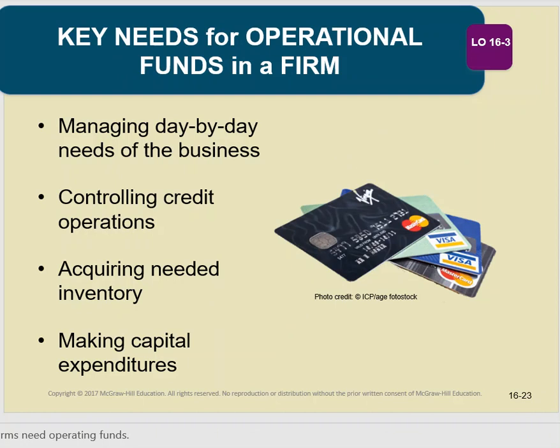So what are key needs? Now we're going to move on to a new section called operational funds, the money needed to actually operate the business. So what are some key needs to actually operate the business? You've got to be able to control your credit operations. You've got to get the required inventory to make the goods that you're selling or to provide the services. And you've got to make expenditures if you have to buy equipment, etc., land.